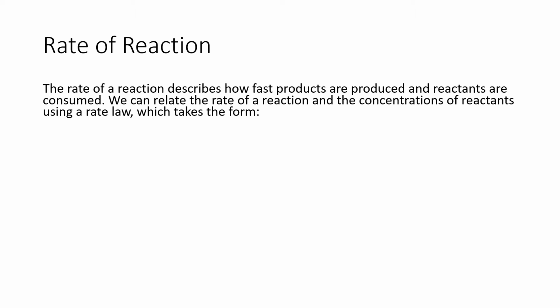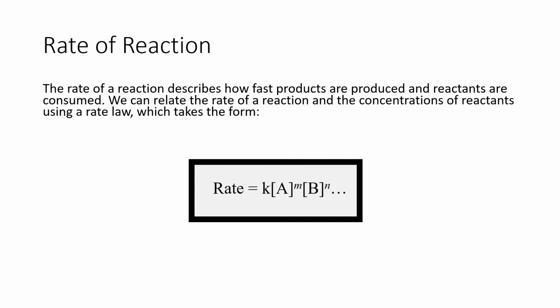So, reviewing what the rate of reaction is, the rate of reaction describes how fast products are produced and how fast reactants are consumed. Essentially, the rate of reaction just tells us the rate at which the reaction occurs. We can relate the rate of reaction and the concentrations of reactants using a rate law, which takes the form rate equals k times [A] to the power of m times [B] to the power of n, and so on, depending on how many different reactants we have in a particular reaction.